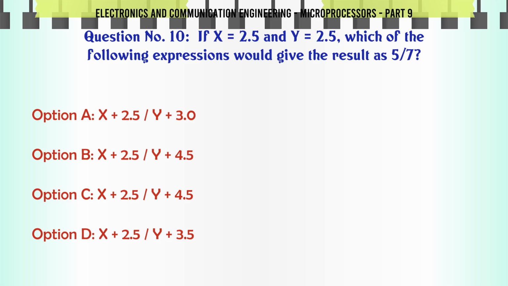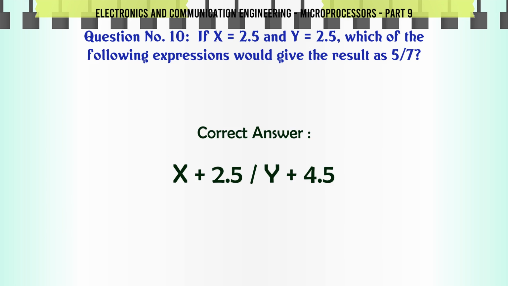If x = 2.5 and y = 2.5, which of the following expressions would give the result as 5-7? A. x + 2.5 y 3.0, B. x + 2.5 y 4.5, C. x 2.5 y 4.5, D. x 2.5 y 3.5. The correct answer is x 2.5 y 4.5.